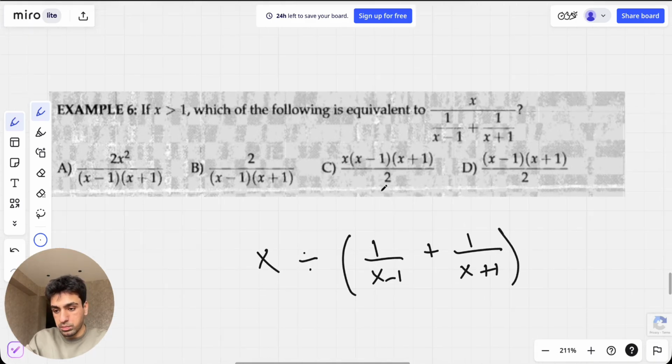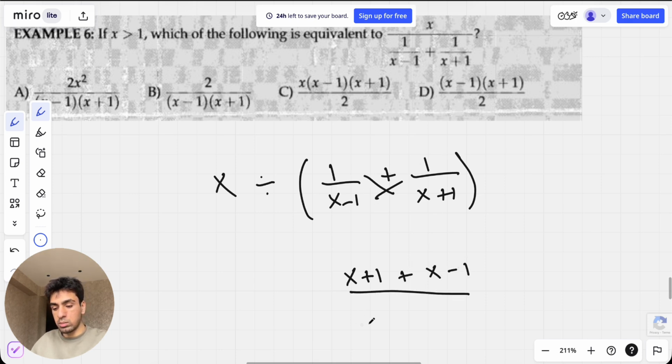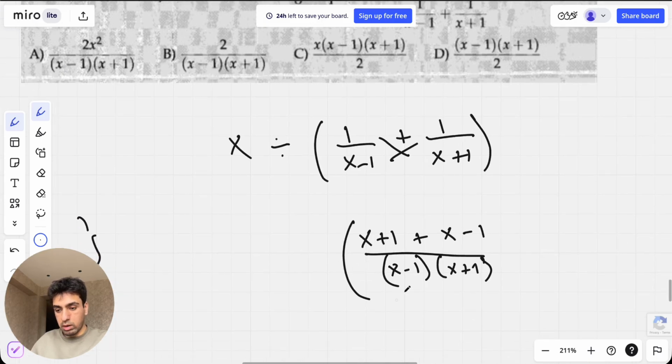Again, we'll have to cross multiply. So we have x plus 1, so this times this, and then this times this. So 1 times (x plus 1), which is x plus 1, and then 1 times (x minus 1), which is x minus 1, divided by the product of these two, (x minus 1)(x plus 1). So this is what we have inside the bracket.